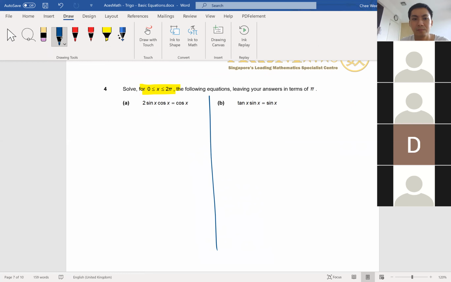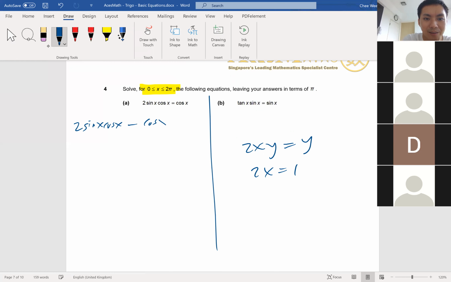2 sine x cosine x equals sine x. Let's say you cannot divide by algebra. Imagine if I have 2xy is equal to y. Am I right to say 2x is equal to 1? Not supposed to do that, right? What are you supposed to do? Bring one side over and factorize. You're supposed to do this: 2xy minus y is equal to 0, then y(2x minus 1) is equal to 0.